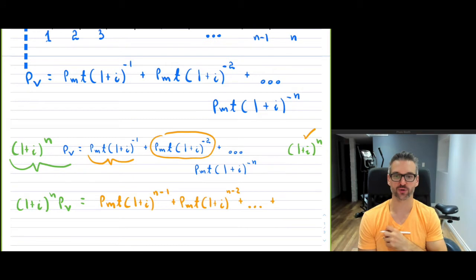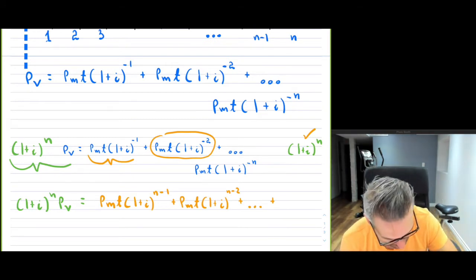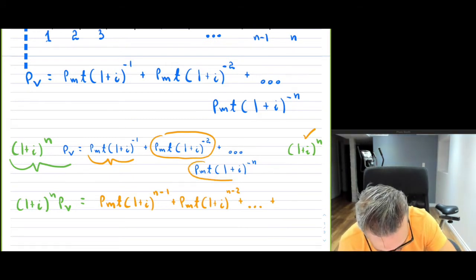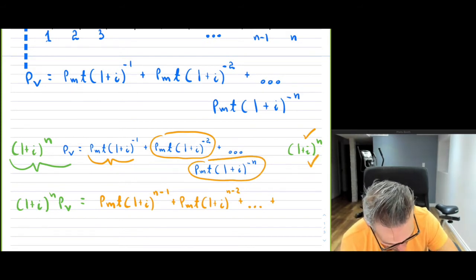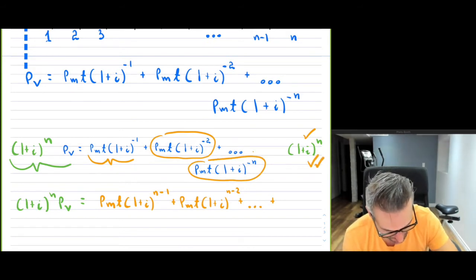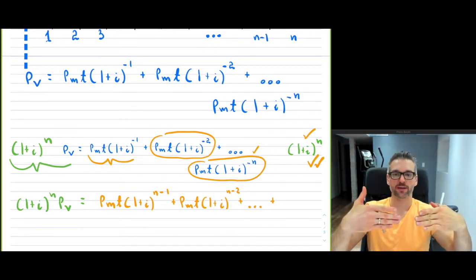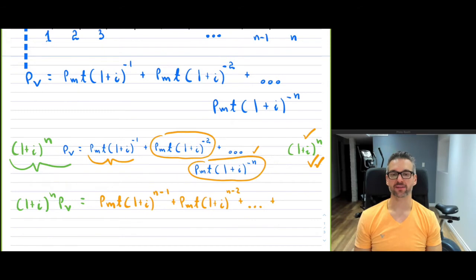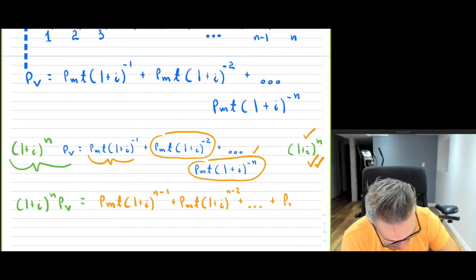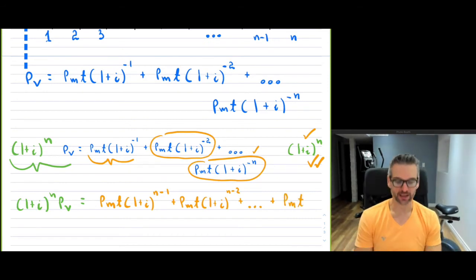And then if you do it to the last term, notice what's going to happen: this last term right here, multiplied by this, the exponents, negative n and n, when you add them together, equal 0. But you may remember from math that if you have some kind of a number raised to the power of 0, then that is just equal to 1. So we have payment just remaining, because (1 plus i) to the 0 is equal to 1.